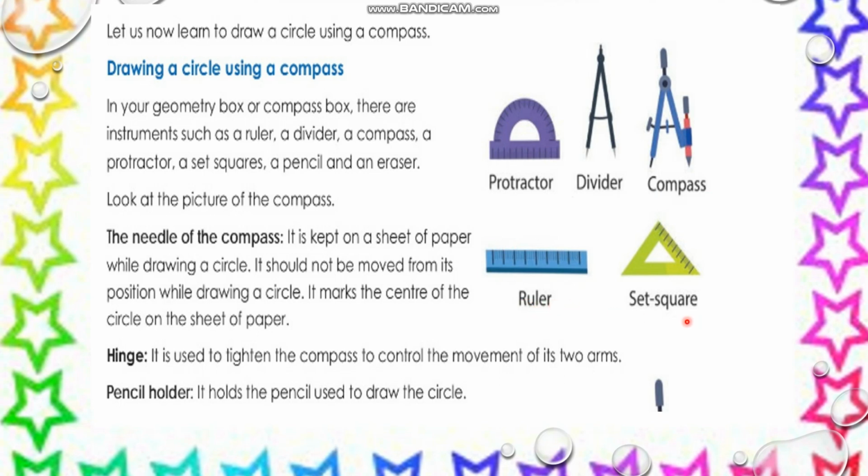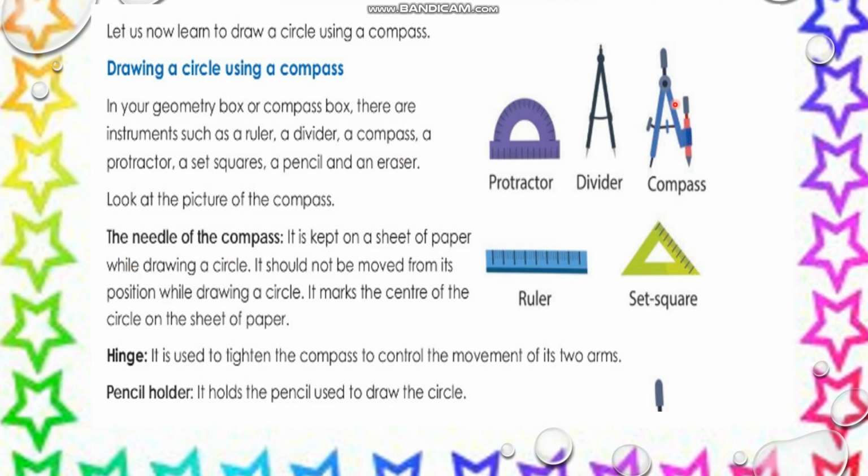And now we will study more about this compass, how to use this compass and what is the use of this compass, all that we will study. So, the first one, this compass has some parts.